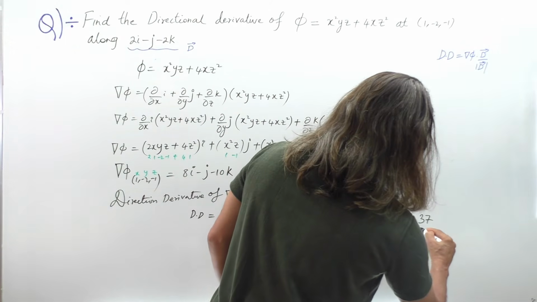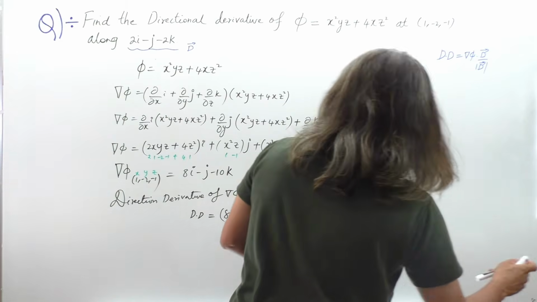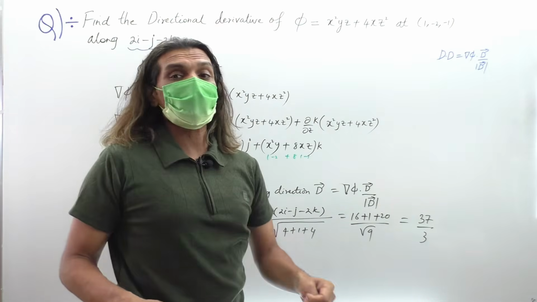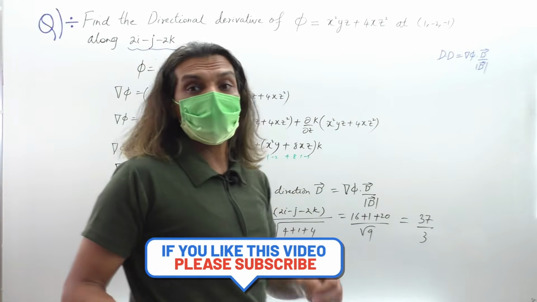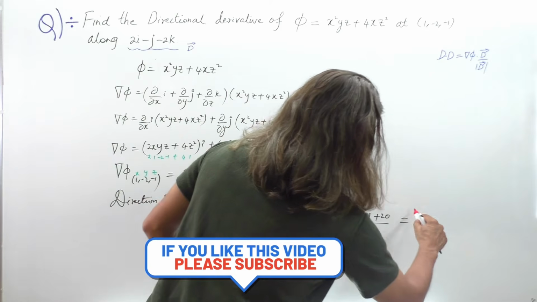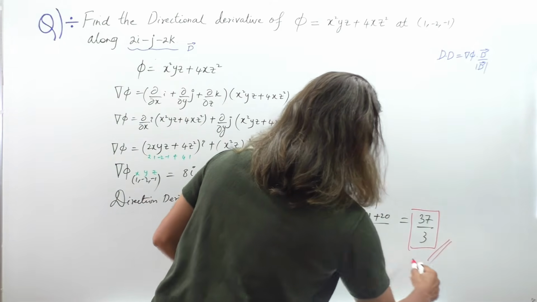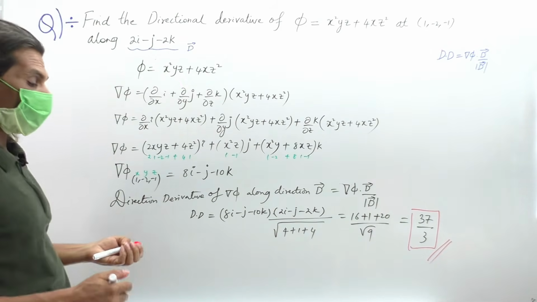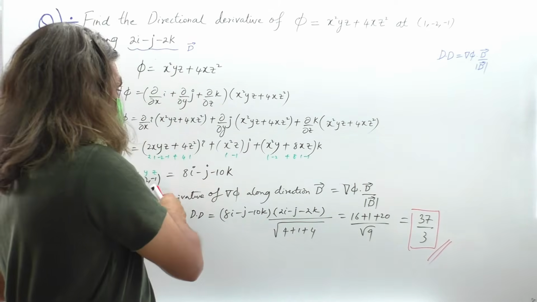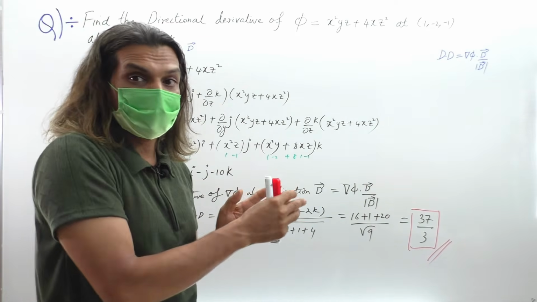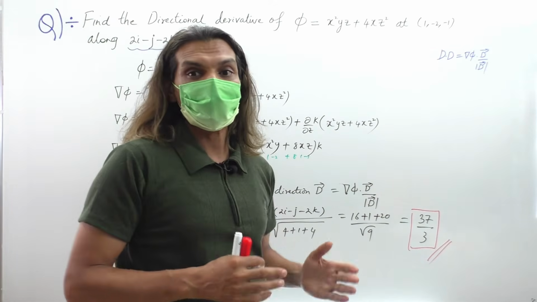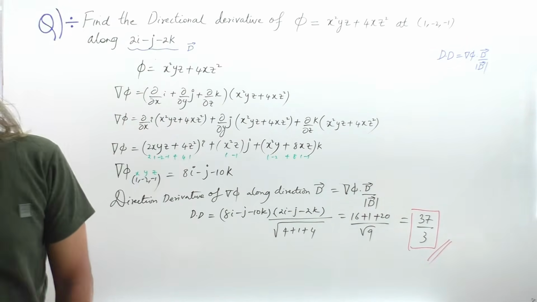So the directional derivative of phi is equal to x square yz plus 4xz square at 1, minus 2, minus 1 along the direction 2i minus j minus 2k is nothing but 37 by 3. This is the final answer. Okay, it's a very easy question, but the partial differentiation and the multiplication, the mathematics should be correct. So please practice this question 2 to 3 times so that you become perfect.